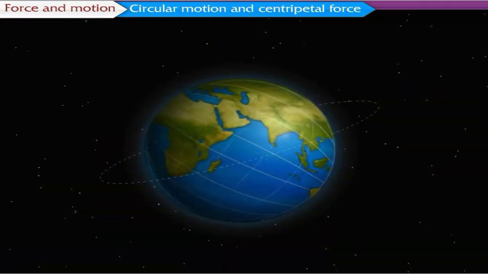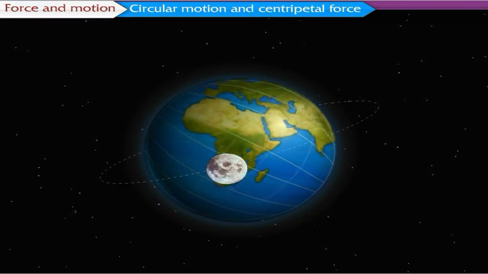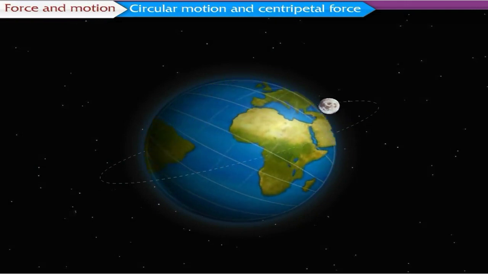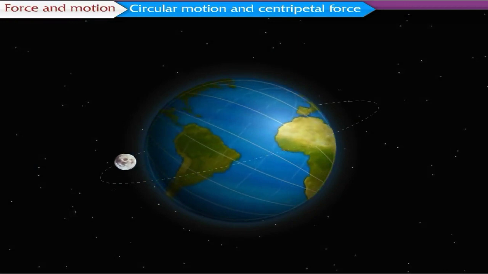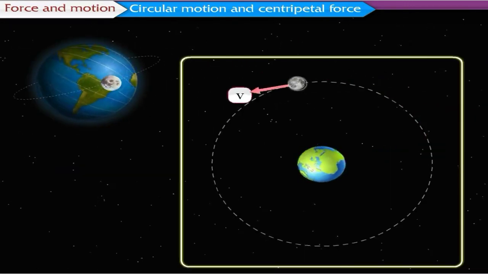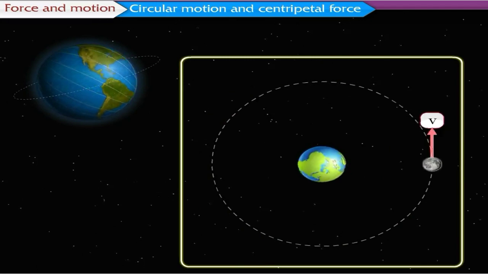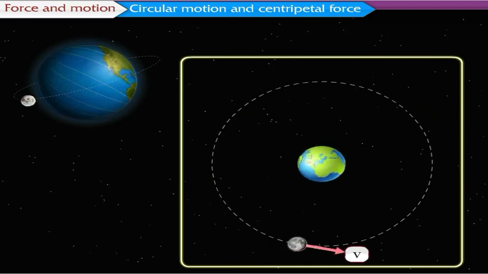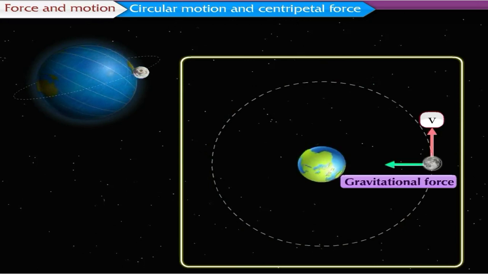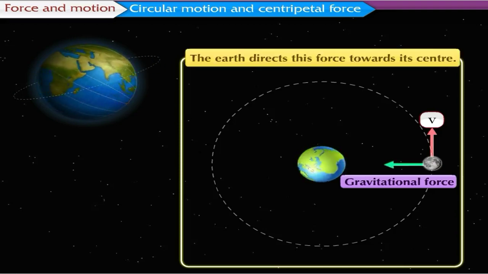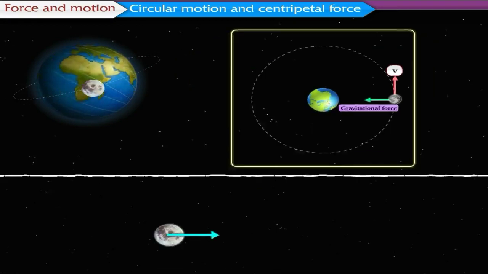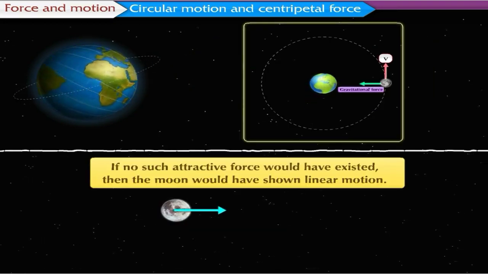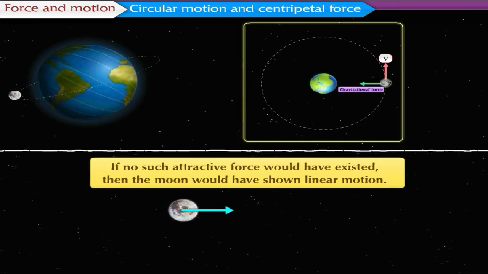We know that the natural satellite of the Earth, the Moon, goes round it in a definite orbit. During this motion, the direction of the motion of the Moon constantly changes, and so its velocity constantly changes. A force is constantly exerted on the Moon to make it revolve in a specific orbit around the Earth. The Earth directs this force towards its center. If no such attractive force had existed, then the Moon would have shown linear motion.